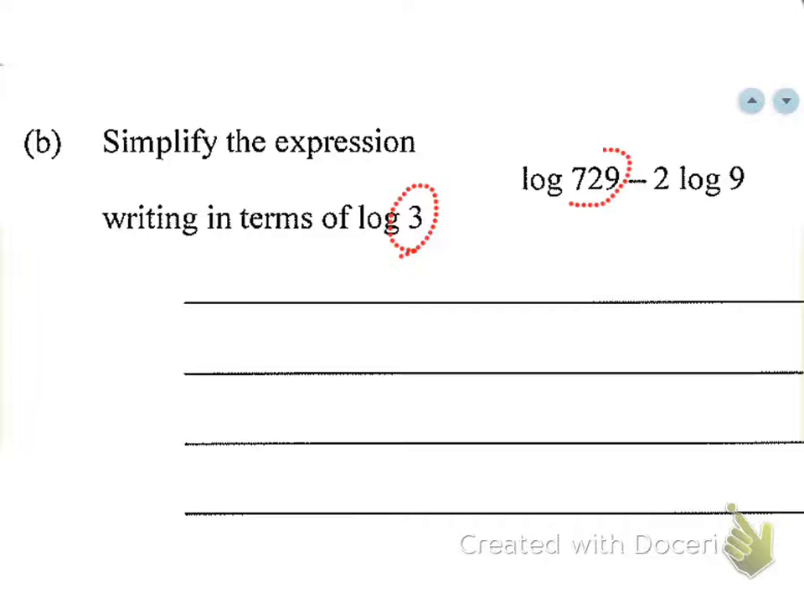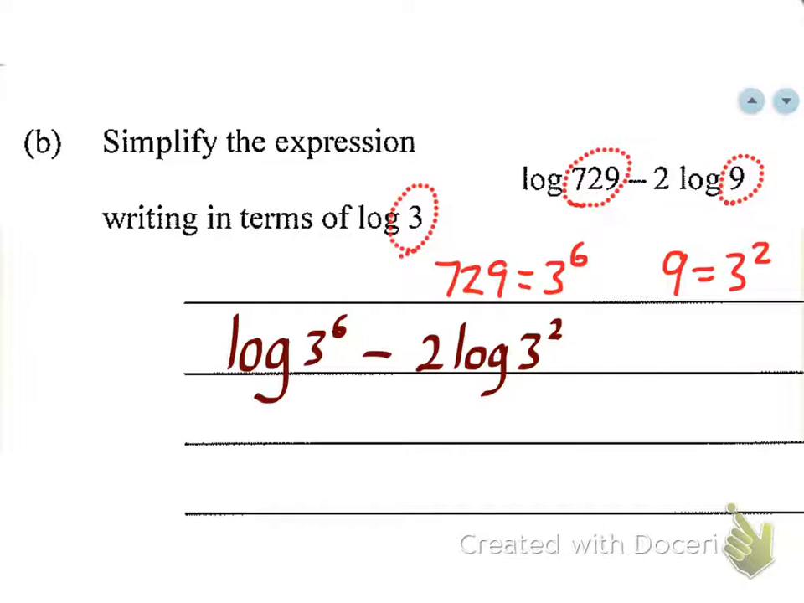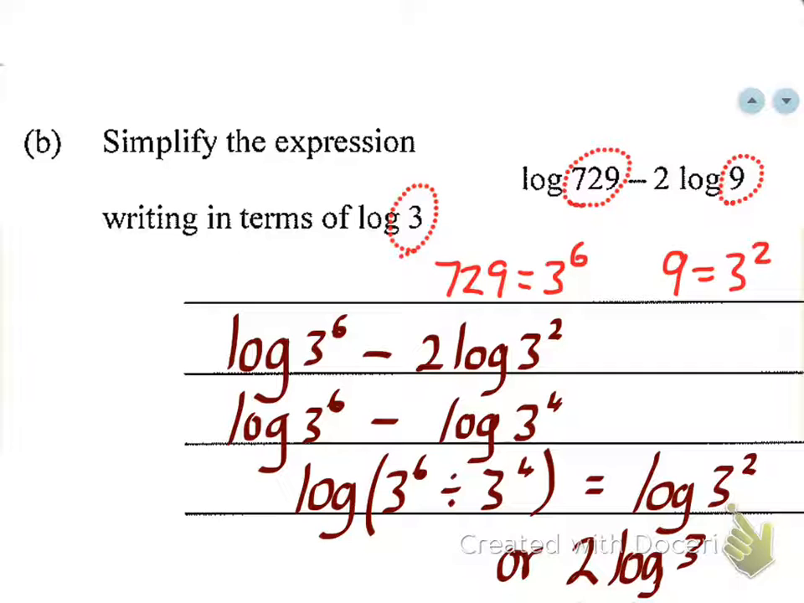Because we want the log of 3 in this question, we want to put everything in terms of 3 to the power of. So work out what these two are. Well, 9 is 3 squared, and with a bit of trial and error on your calculator you'll get 3 to the power of 6 equals 729. So substituting those in, for powers of powers we multiply, and that's a minus sign in the middle, and when we minus we are dividing. Minus powers means divide the numbers. So we get log of 3 squared, or 2 log 3.